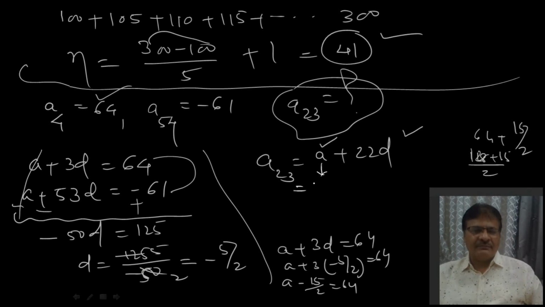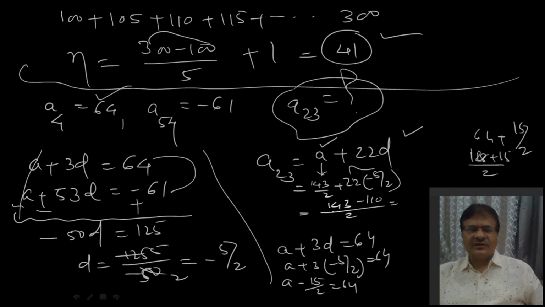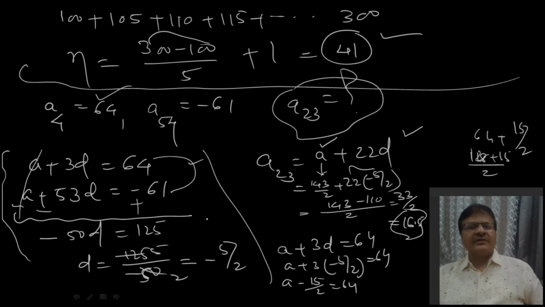Now 143 by 2 plus 22 into d, which is minus 5 by 2. So basically 2 is the LCM. 143 minus 22 5s are 110. So that is 143 minus 110, 33 by 2. So my answer is 16.5. So it was a simple question of solving two equations. This way we can determine the answers by solving the equations sometimes.